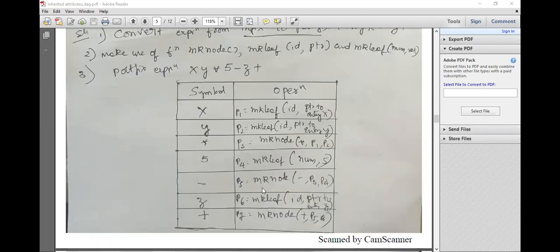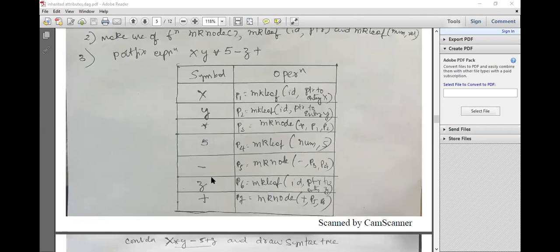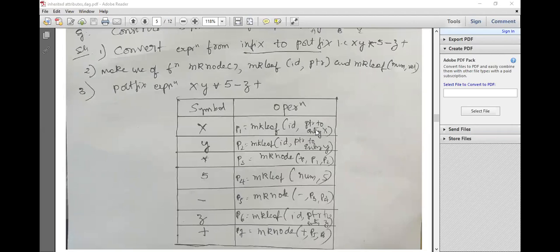So again, P5 equals make node. Yes, any doubt you can ask. Again we have minus. Minus means again you have an operator, and in between we have a left and right pointer, P3 and P4. So what are P3 and P4? Just now we wrote P3 equals whatever we took for x star y, and that is to be available in the P3 node. That is P3 minus P4. P4 is another pointer variable that will be subtracted.